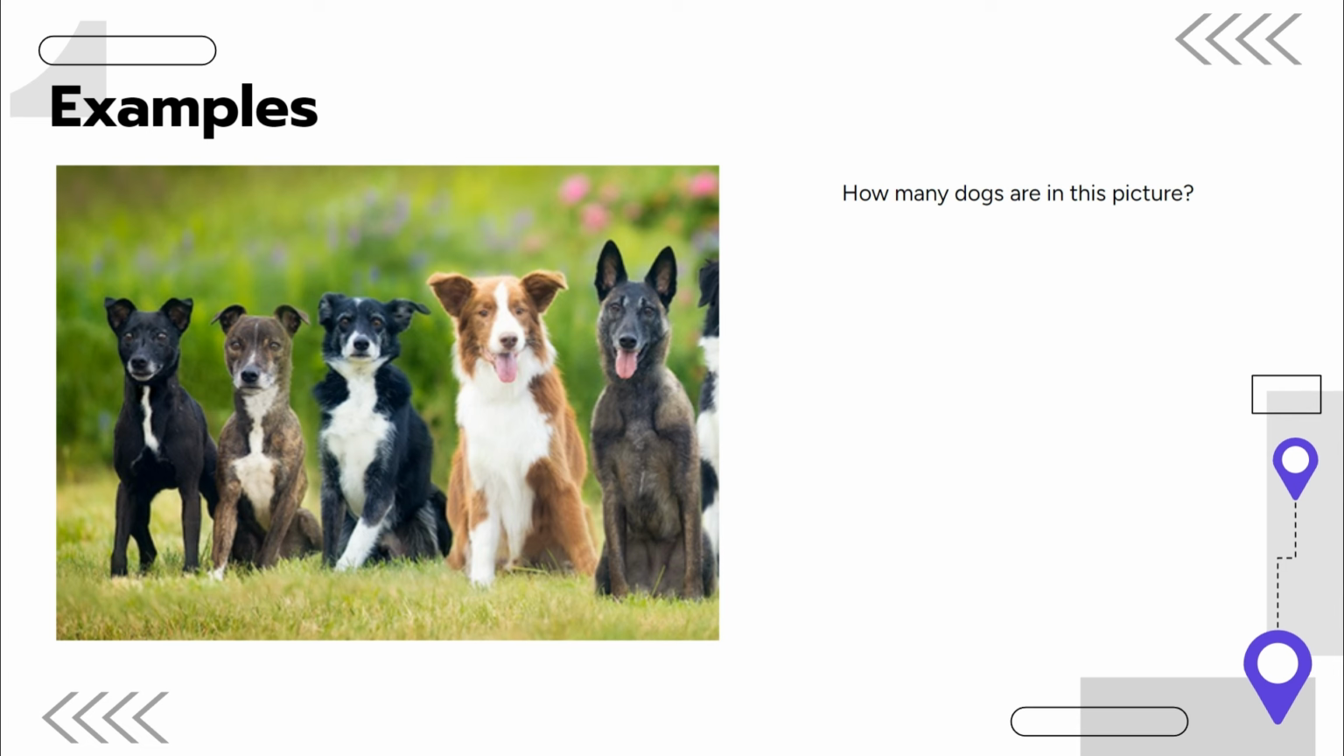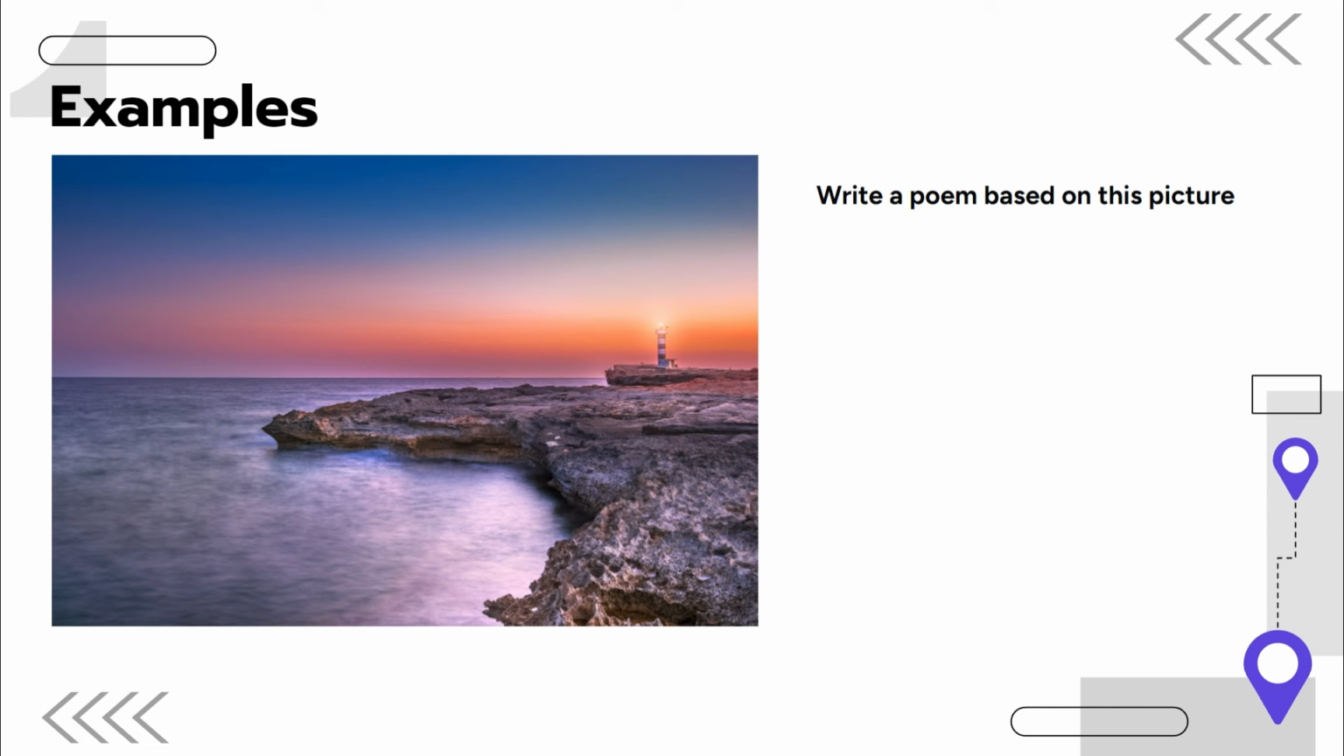Starting with a very simple one. Here's a picture of some dogs. You can go and ask the large language model vision to see how many dogs are in this picture. Our second example is, given this image of a sunset, write a poem based on this picture.